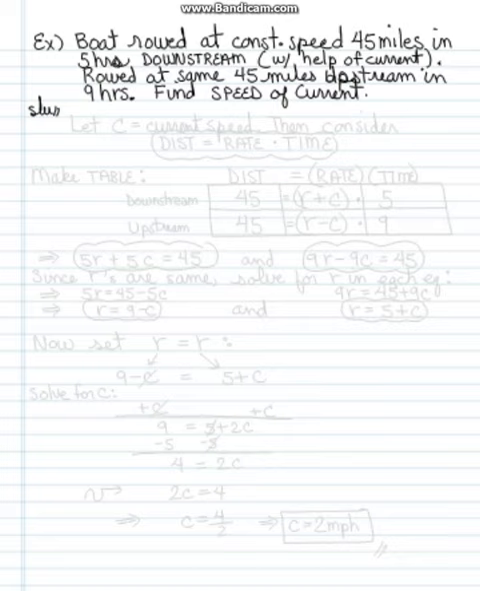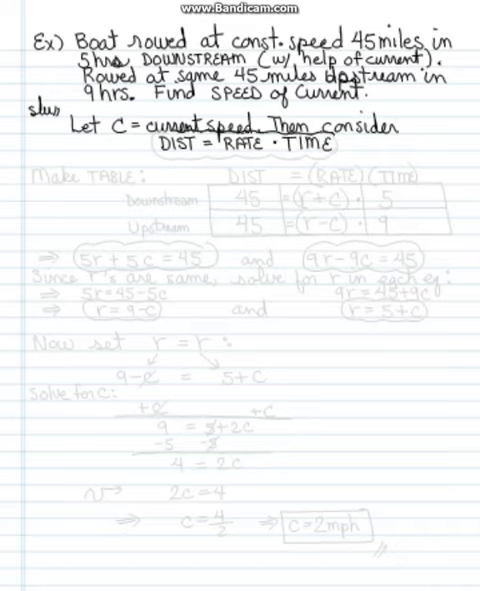I'm sure there's many ways to do this problem, but here's one way. Let C equal the current speed. That's what we're looking for. And from that, you need to remember that there's a formula that says the distance traveled equals the rate of speed times the amount of time that's traveled. D equals R times T.